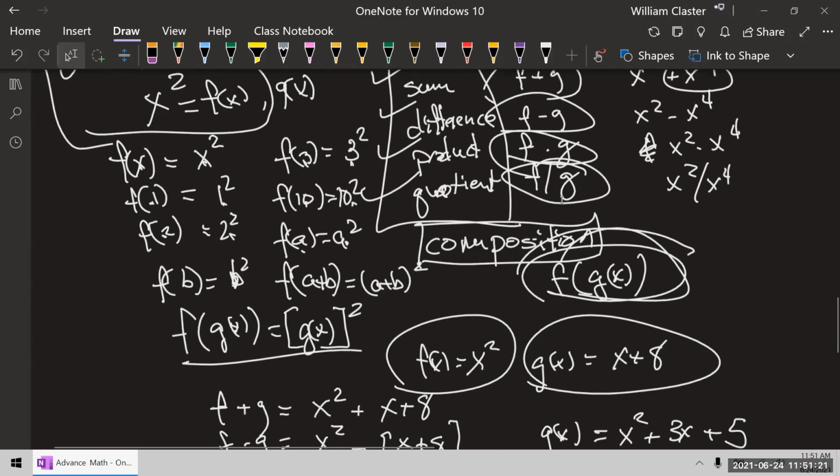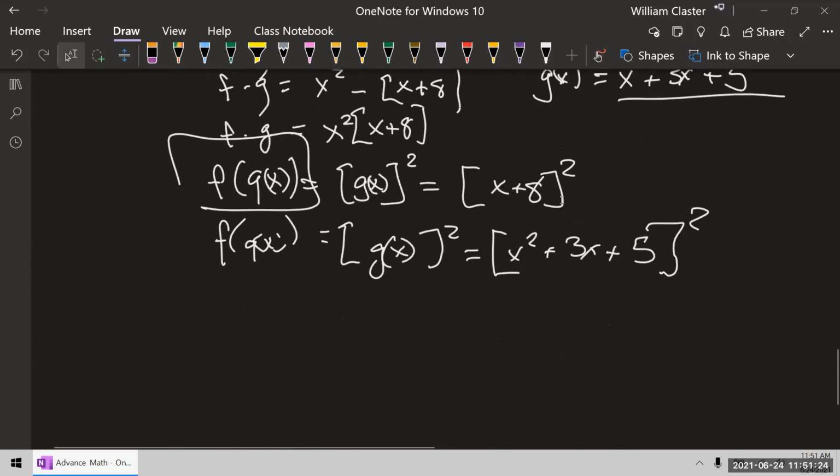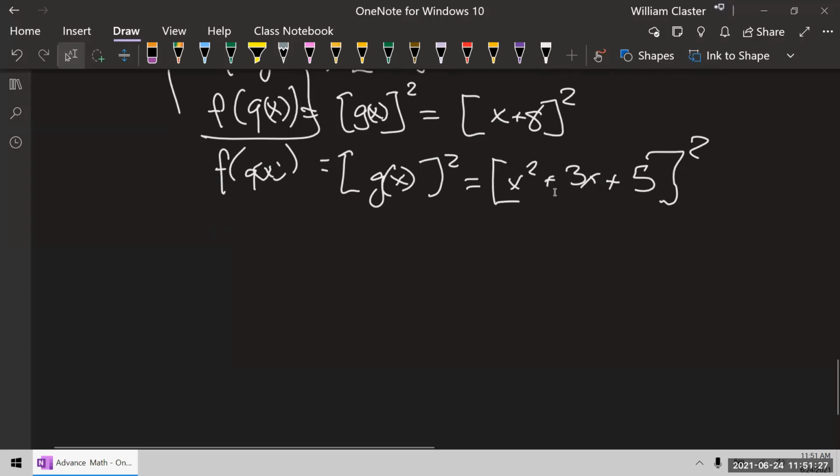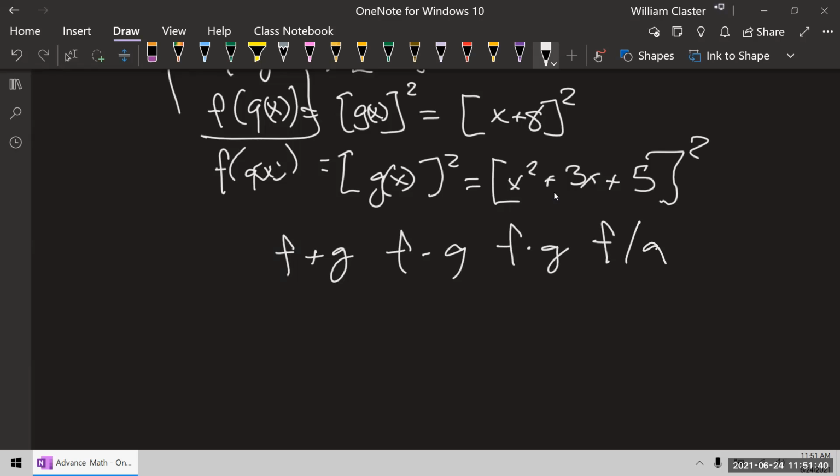Okay, so we have this fifth operation called composition, and we have notation for the first four, right? F plus G. We have F minus G. We have F times G. We have F slash G. These are the symbols for these different things: F plus G, F minus G, F times G, F divided by G. And for composition, we write it like this, F circle G.